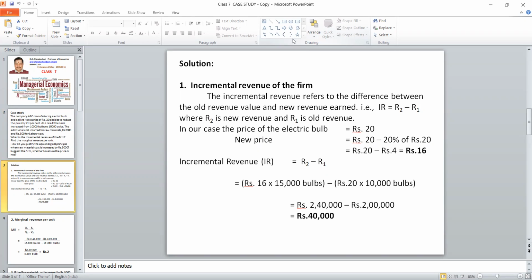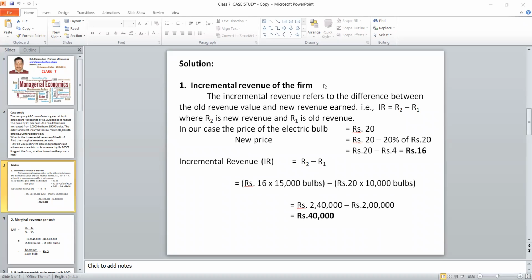I hope you understand. So the old revenue is R1, the new revenue is R2, where R2 is the new revenue and R1 is the old revenue. How to get the value of incremental revenue? The price is 20 rupees. The new price is a 20% reduction. So 20% reduction from 20 rupees is 4 rupees. That is 1/5 of the price. So 20 minus 4, the current price of the bulb is rupees 16.